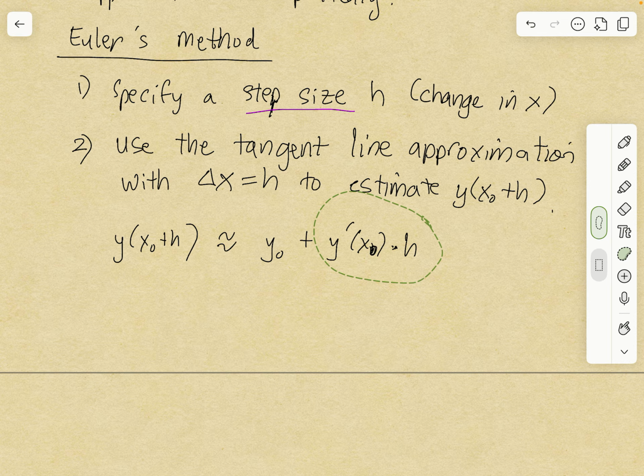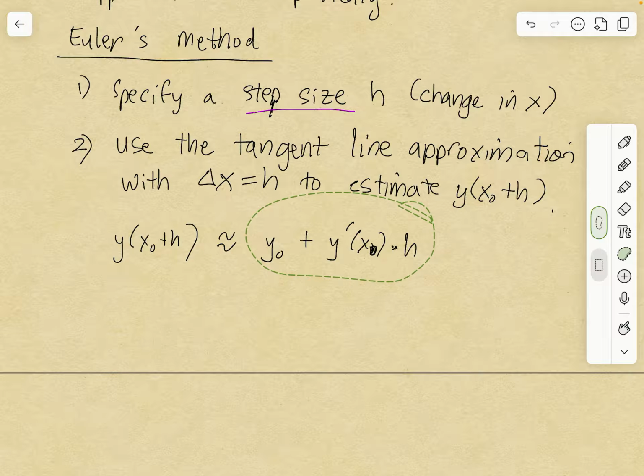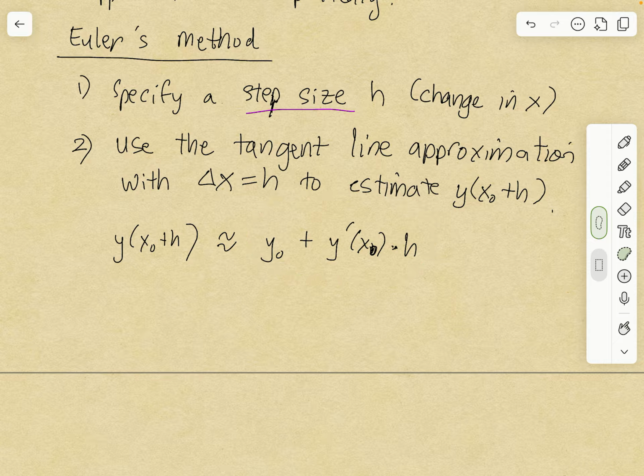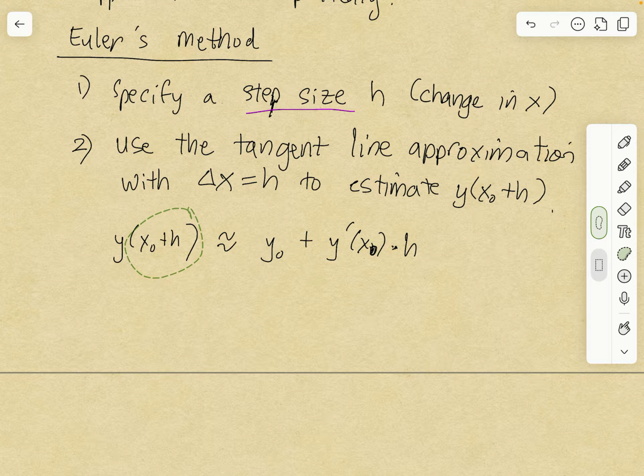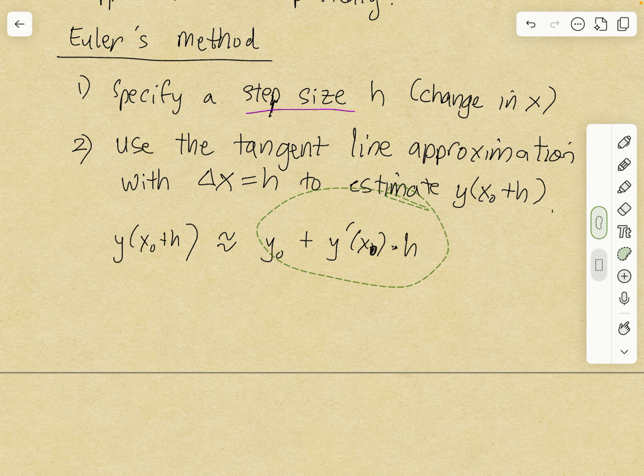Now, what is that? That is the change in x, so h is the change in x, and then this y prime of x0 is the slope of the tangent line. So if you take the change in x and you multiply by the slope of the tangent line, that gives you the change in y of the tangent line. So then when you add that to y0, you get the new y value. This thing on the right-hand side would be the new y value you would get if you plugged in x0 plus h into the tangent line. So if you just went along the tangent line h units to the right, this would be the new y value you get.